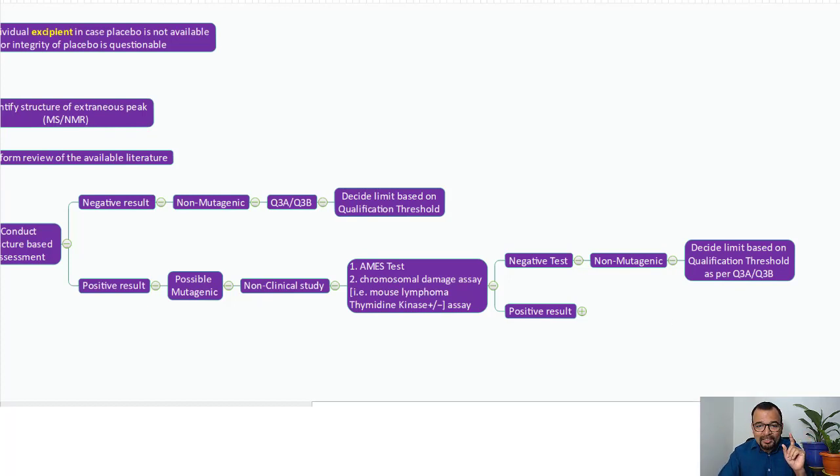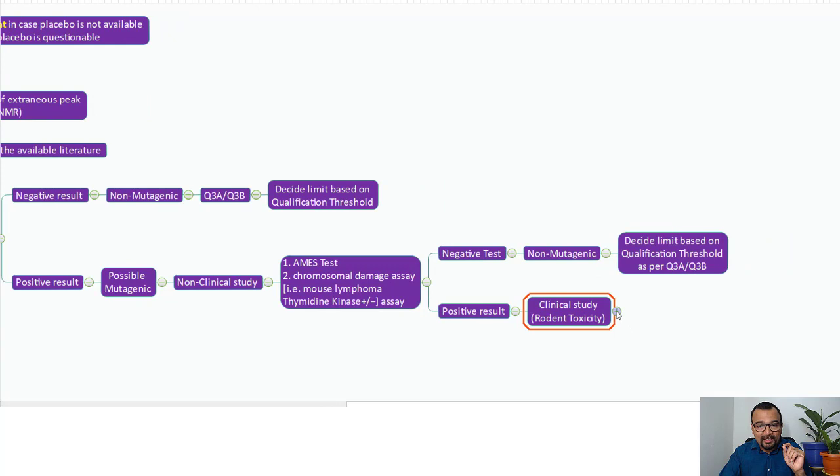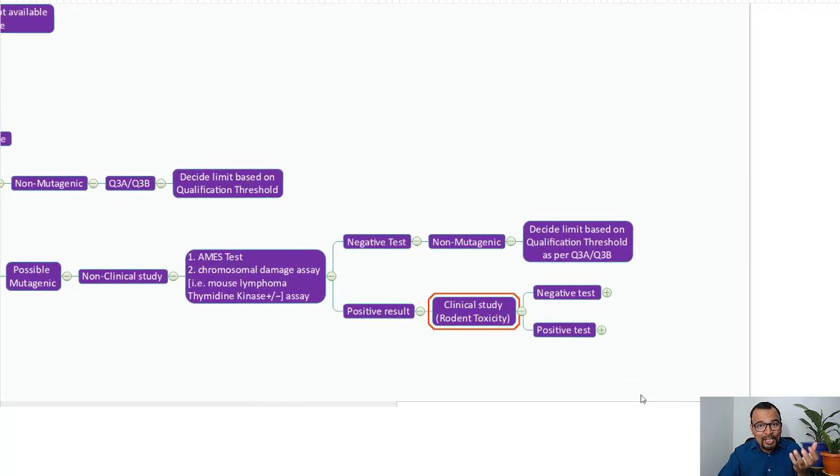But if the test is positive, that indicates this is a possible mutagenic substance and you have to go for the clinical study. In the clinical studies the outcome can be two: it can be a negative test or a positive test, because the Ames and chromosomal damage assays are in vitro tests, so there can be a possibility of a false positive result. So you need to confirm the mutagenicity of the substance based on a study like rodent toxicity.